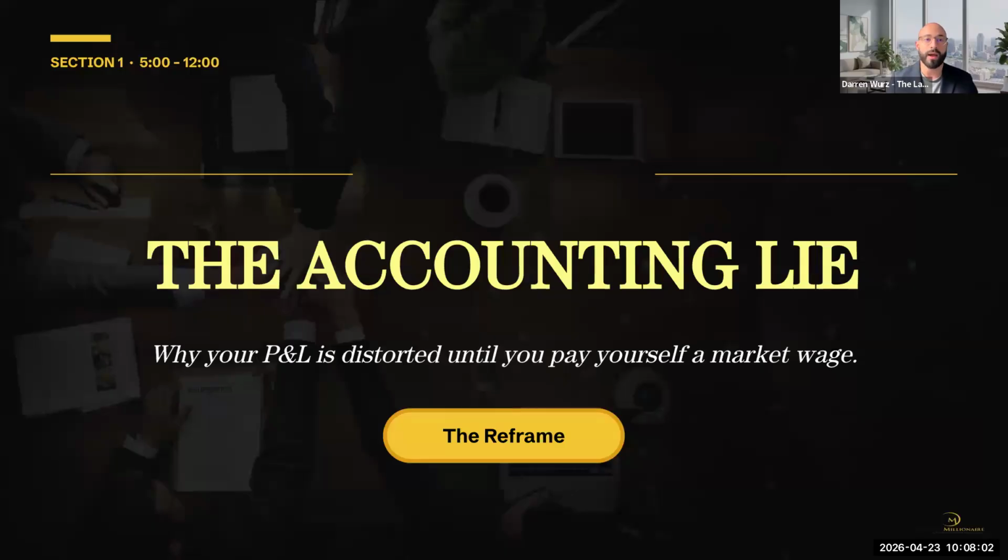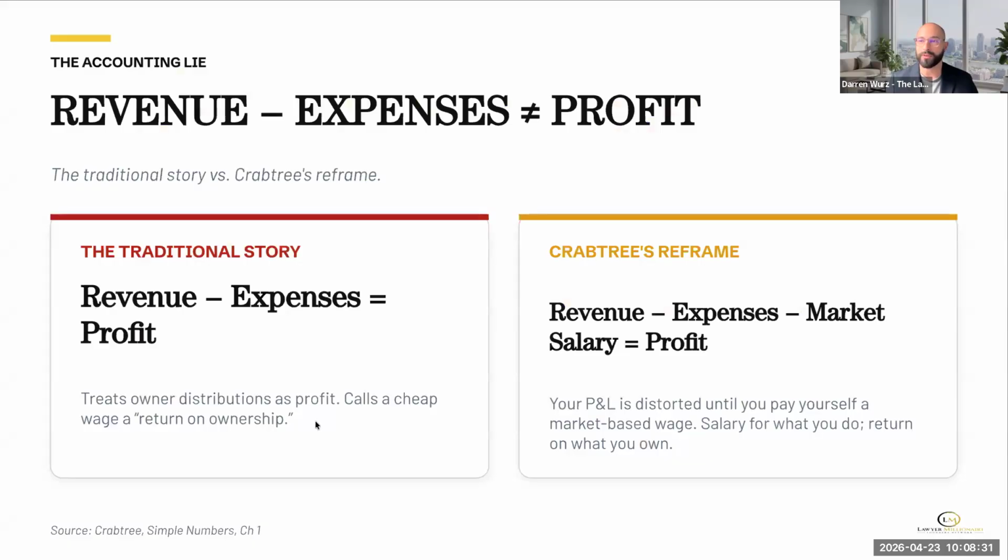Okay, let's start with the accounting lie. It's kind of fun because Profit First had an accounting lie too, which, if you remember from Profit First, was revenue minus expenses equals profit. The whole idea of Profit First is we want to think about profit earlier in the equation. So his idea was let's do revenue minus profit equals expenses, right? And Greg Crabtree has his own version of the accounting lie, and it really is separating out your market salary.